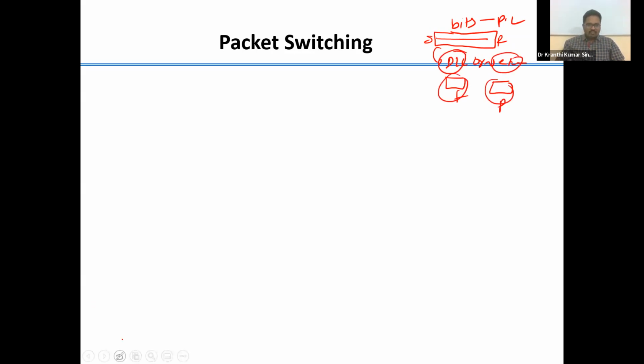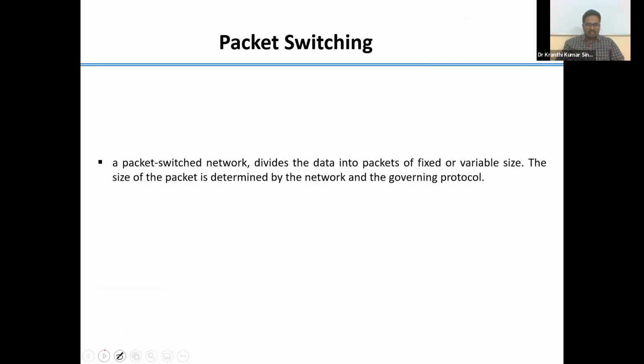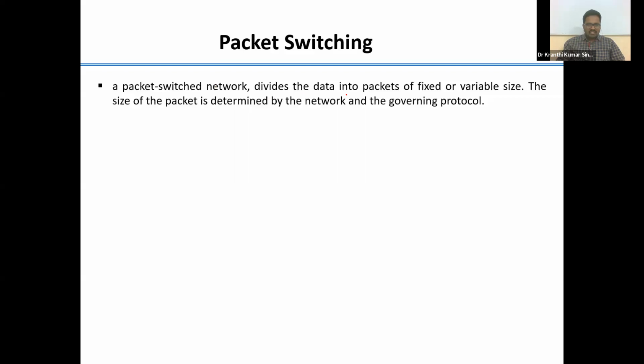Now let us see how these frames or packets are transmitted using switching concepts. A packet switching network divides the data into packets, of fixed or variable size. The size of the packet is determined by the network and the governing protocol. For example, if the network supports only 1 Mbps, then your packet size is 1 Mbps. If it is only 512 kbps, then we go with 512 kbps. As for the governing protocol, in a later session we will explain what a protocol is, because some protocols are not compatible with the data link layer, and some protocols are not compatible with the network layer. Why?